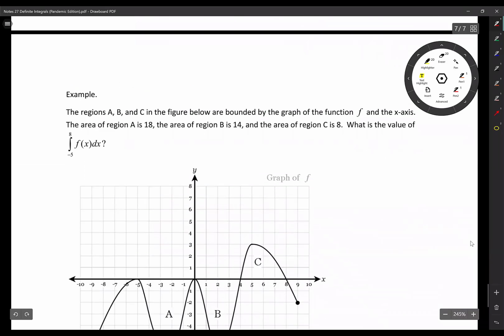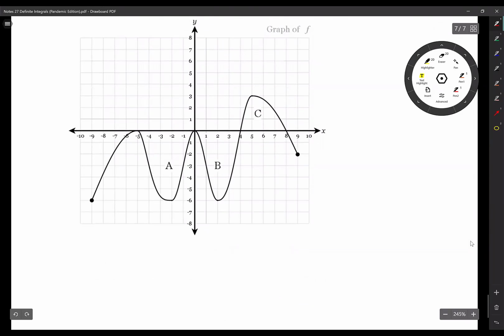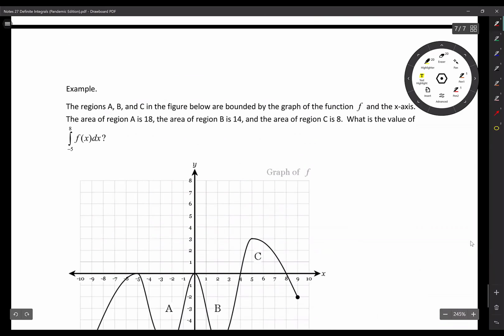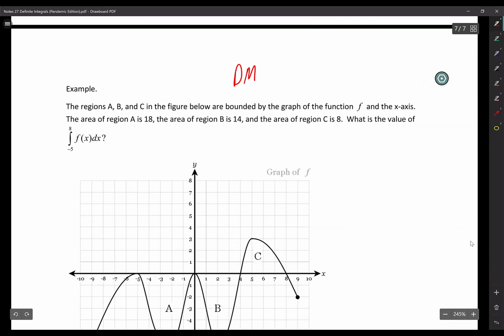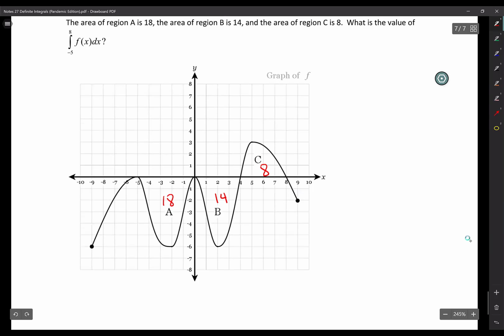All right, guys, last one. Last page. See, these aren't so bad. So let's see what it says. This is what your delta mass is going to be today, guys. So it's going to be a simple one. The region A, B, and C in the figure below are bounded by the graph of the function f and the x-axis. The area of region A is 18. Okay, 18. The area of region B is 14. 14. And the area of region C is 8. 8. What is the value from negative 5 to 8 of f of x dx?